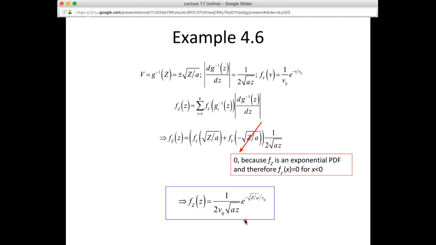So that's pretty cool, and that's all I have for you today. Continue reading Ang and Tang. And on Wednesday, we will talk about how this theory is modified in the case where you have functions of multiple random variables, not just a single random variable.